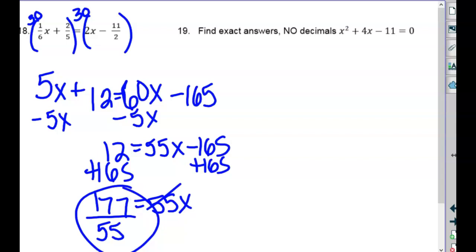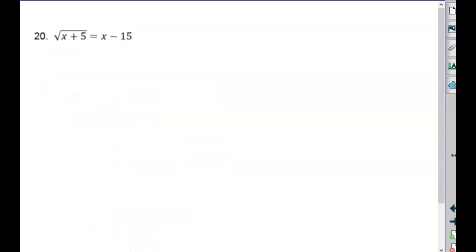Number 19 is the quadratic formula, right? I feel like this is not on here again because it was on the last part. So I'm going to skip that one for this video purpose at the moment.